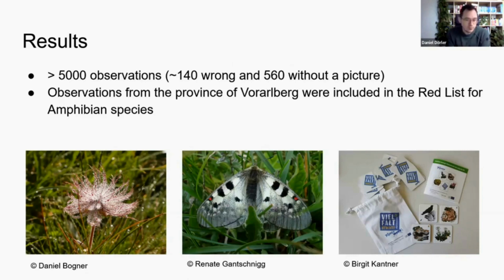And a very recent result, which shows the great impact that the Citizen Science Project already had, is that the observations from the province of Vorarlberg, which is in the very western part of Austria, were included in the red list for amphibian species. So you can see especially a very short-term impact already of this project. And on the right bottom side, you can see also a picture of the memory game for the children that I mentioned before.